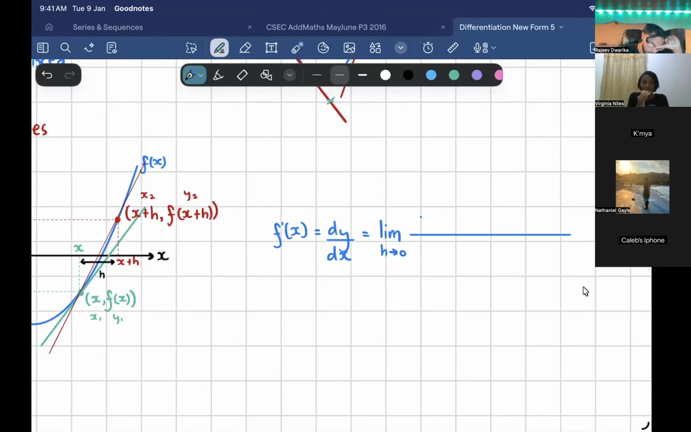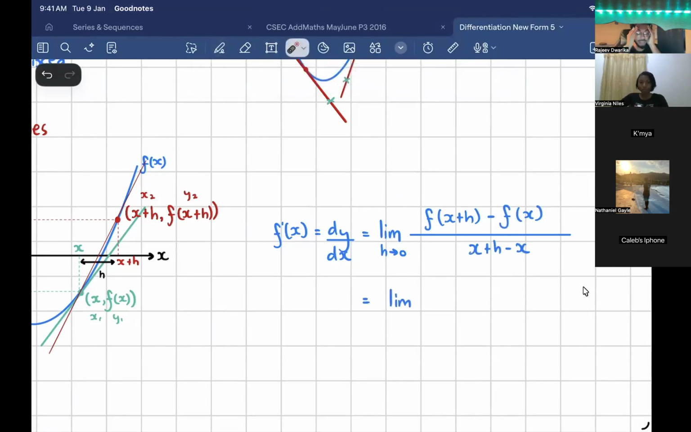Y2 minus Y1 over X2 minus X1. Cool, but you use the actual points. Good. Where's y2? Y2 is f of x plus h, and then minus f of x, over x plus h minus x. And we could simplify this.